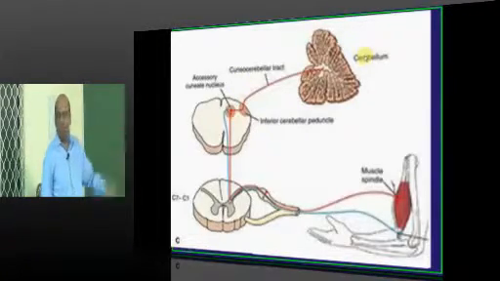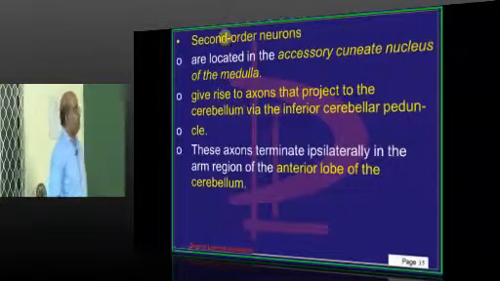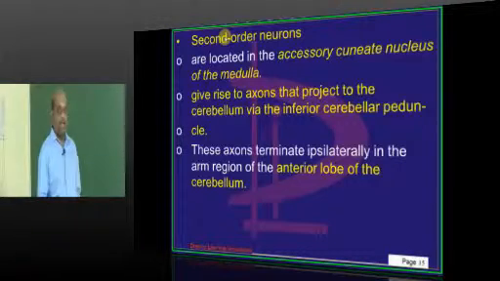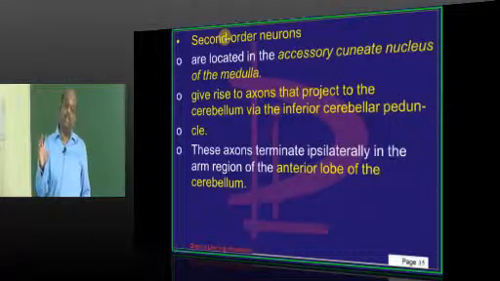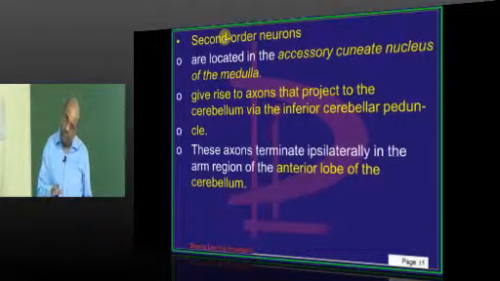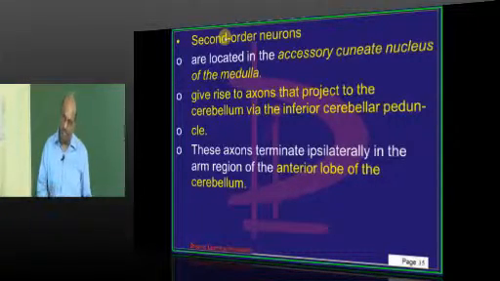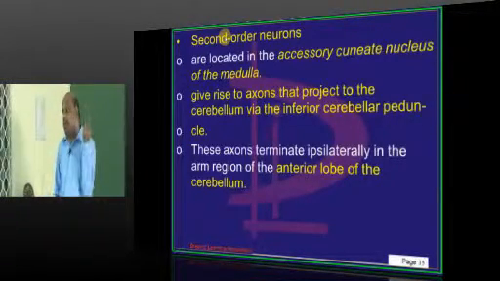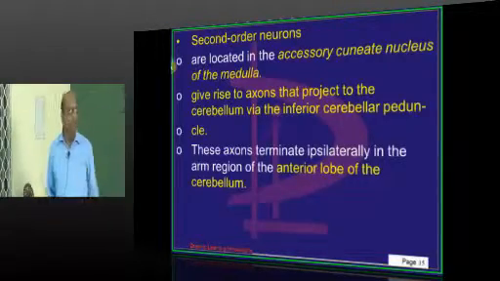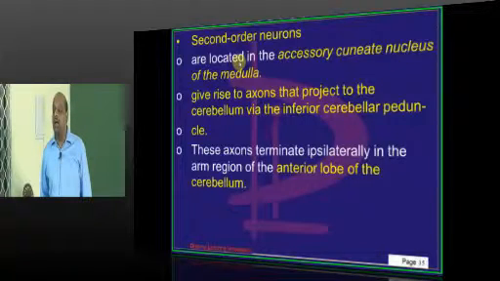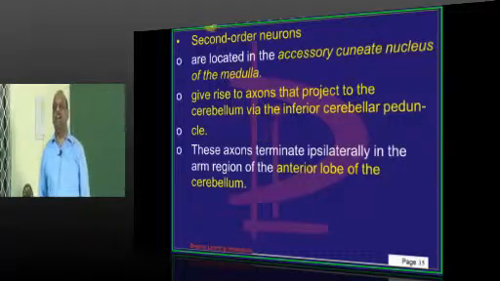The cuneocerebellar tract ultimately will also go to the cerebellum. So where are the second order neurons for the cuneocerebellar tract, doctor? It is in the accessory cuneate nucleus, whereas for the dorsal spinocerebellar it is in Clark's nucleus, right? So dorsal spinocerebellar enters the inferior cerebellar peduncle. Cuneocerebellar also enters the inferior cerebellar peduncle, but ventral spinocerebellar enters through the superior cerebellar peduncle.